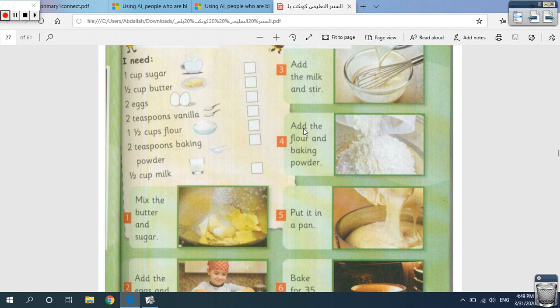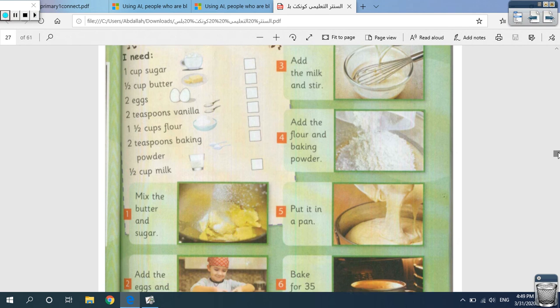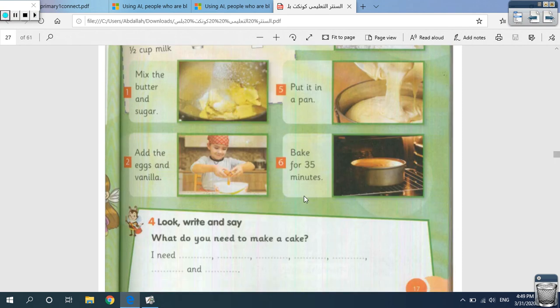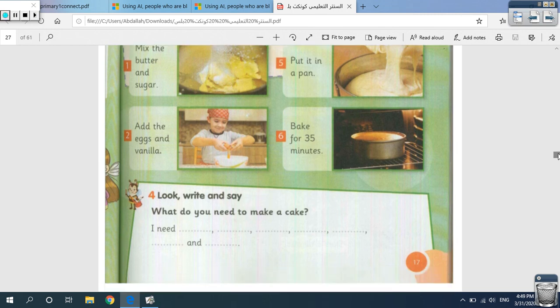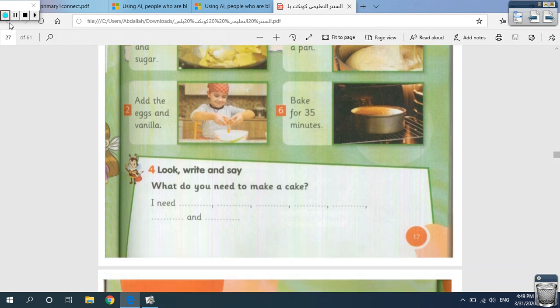Number 4, add the flour in. Baking powder, it's in a small packet. You put it with the flour to make the cake rise like this in the oven. Put it in a pan, then bake for 35 minutes. So please try to make one like this with your mother at home.